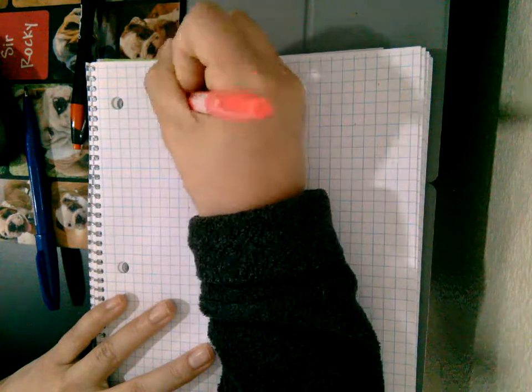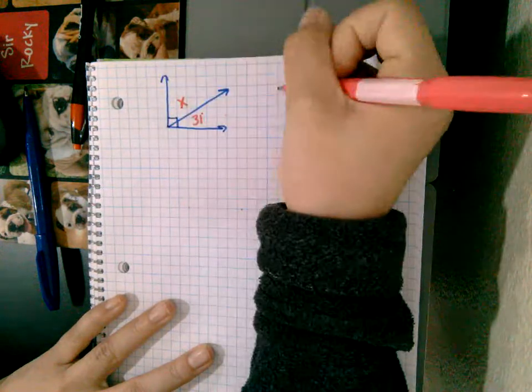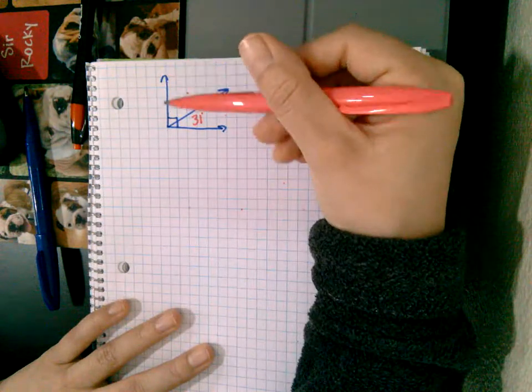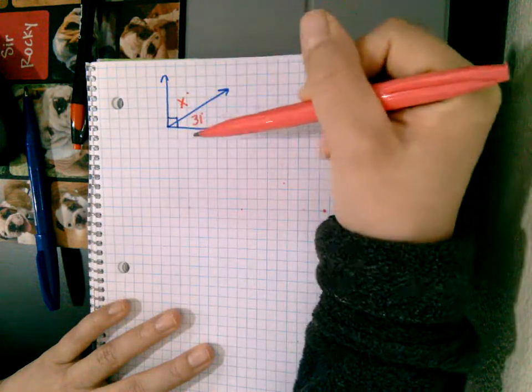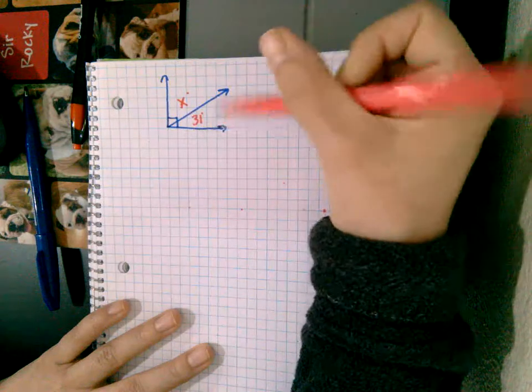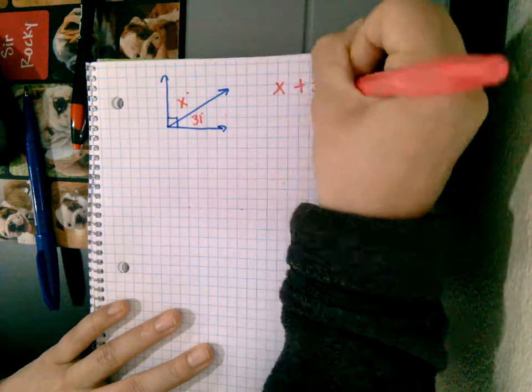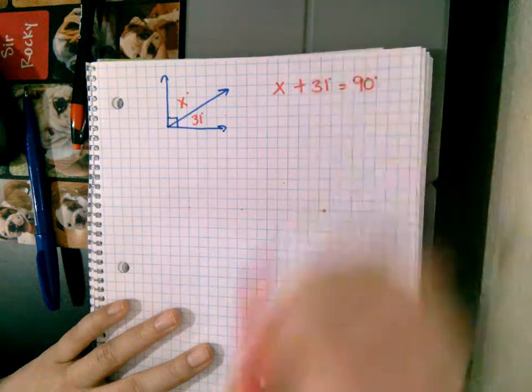All right, so let's say I have X, and this angle is 31 degrees. And I want you to solve for X. Well, by looking at it, you know it looks like a 90-degree angle, right? It's complementary. So we're going to set up X plus 31 equals 90 degrees, right?